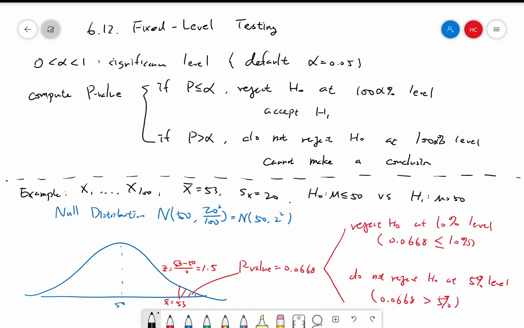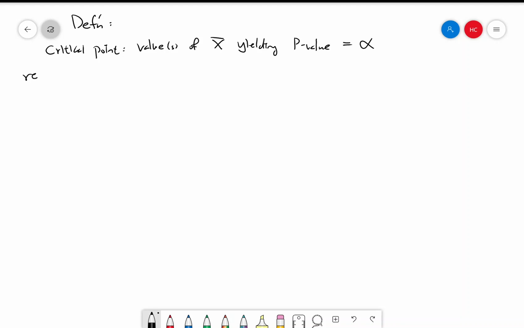Okay, so let's say I introduce a couple new terms. Two new terms: a critical point, not to be confused with the one in calculus, they're completely different. A critical point is the values of x bar yielding the p-value equal to exactly alpha. And the rejection region is the values of x bar yielding rejection, which means the p-value is less than or equal to alpha.